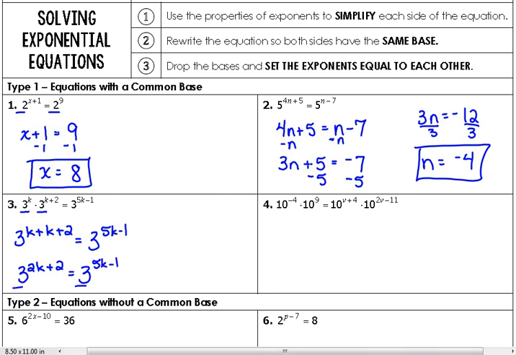Now we have a single base of 3 on both sides, so we can just set the exponents equal to each other. So 2k plus 2 equal to 5k minus 1. We have variables on both sides. We need them to be on one side, so we subtract 2k from both sides. We move the 1 by adding. 3 is equal to 3k, so that means 1 is equal to k.